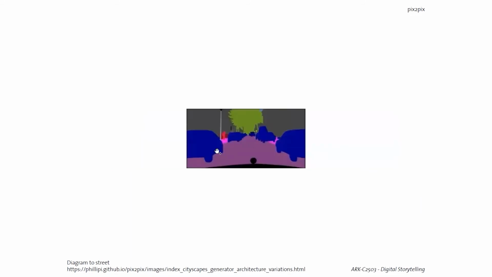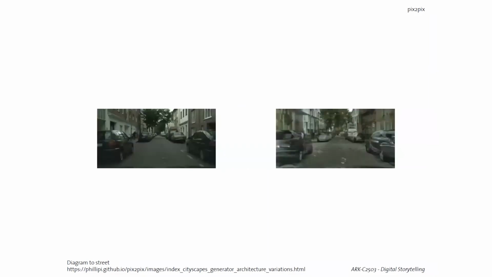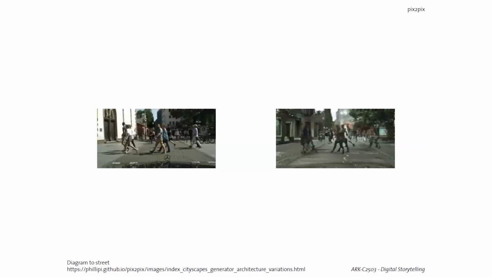So again, these are, for example, cars, road, and then even some greenery in the back. And this is the last example. So the red are people. So there are some pedestrians going across the street, and one of them is a photograph, the other one is a reconstruction. Also, the network never really saw the original photograph, but it knows what it should be there based on this diagram.